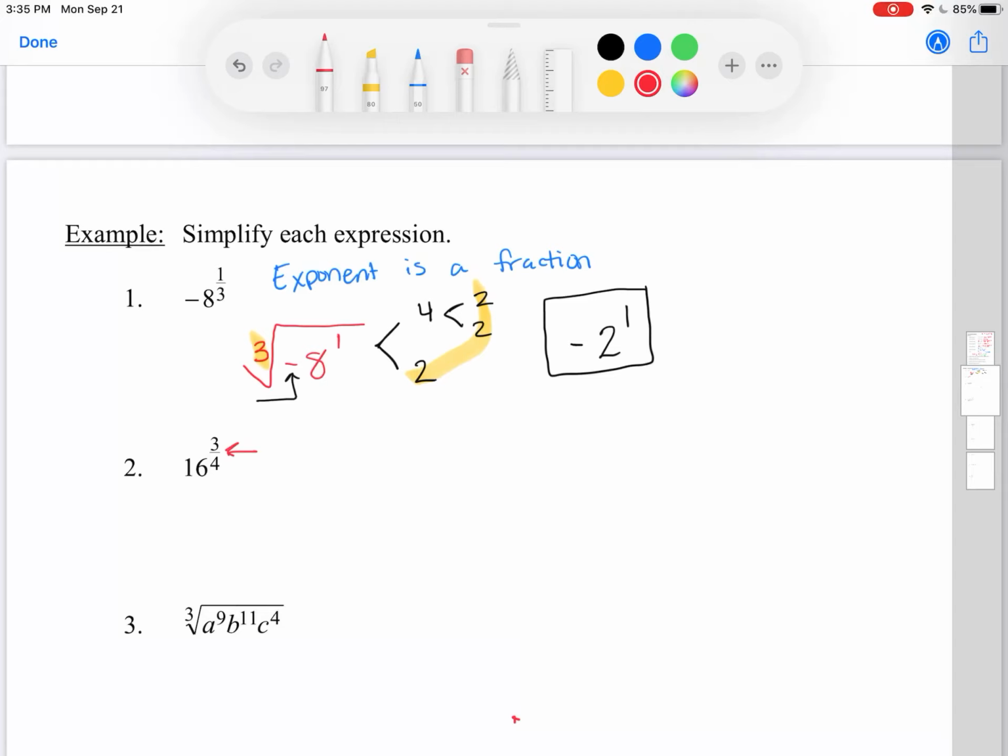Going into the next one, again, fraction as my exponent. We're focused on the exponents here in 3.1. So we're going to have the 4th root this time of 16 to the 3rd power. Okay. Now, I would recommend using a calculator for this one. And that being said, 16 to the 3rd power is going to be 4,096.